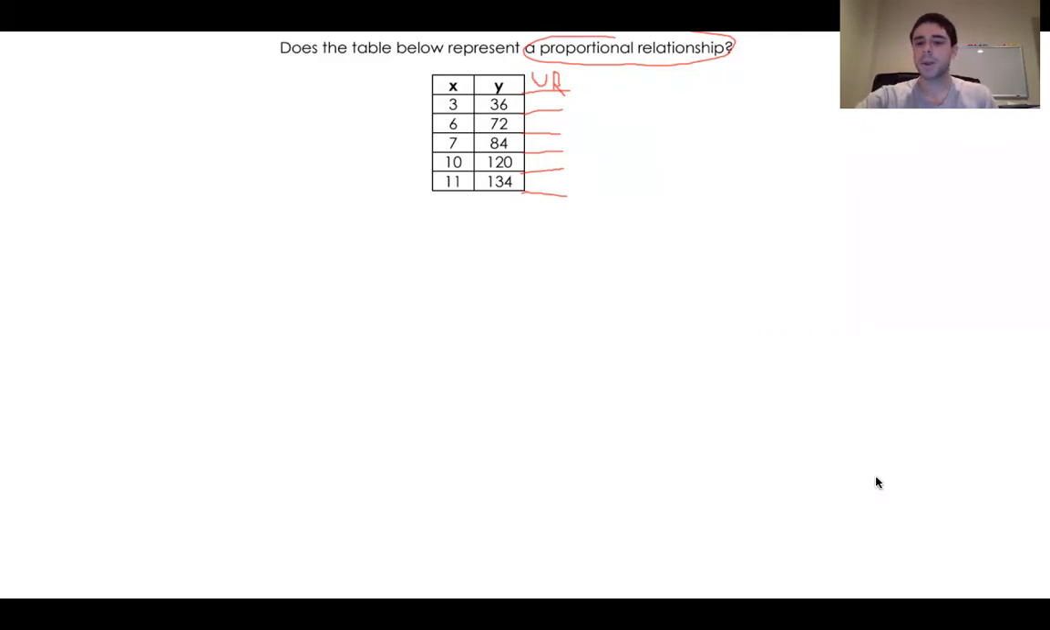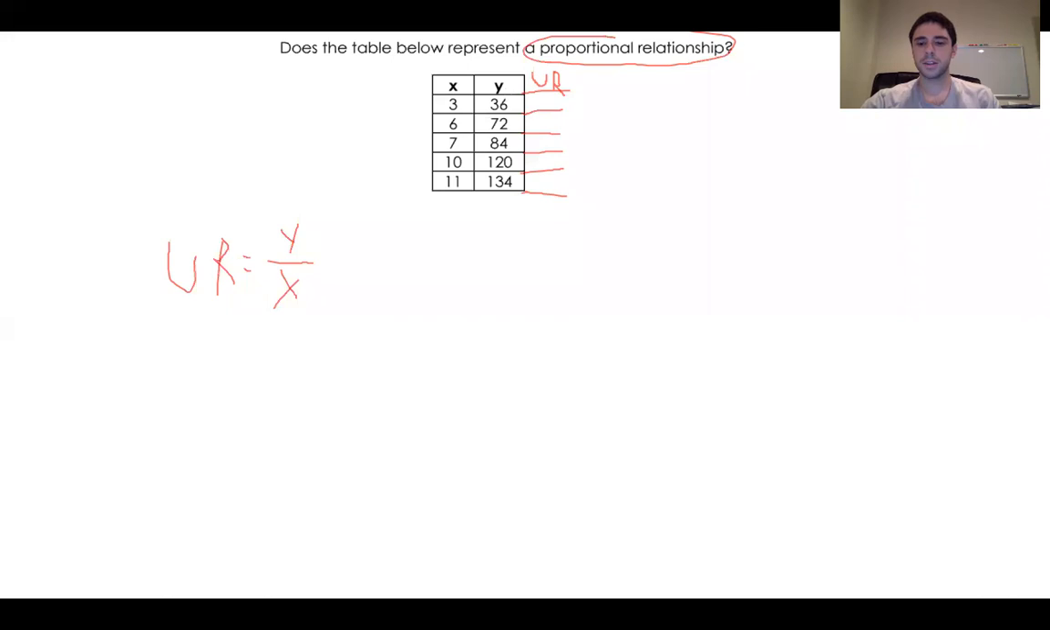Alrighty, so how do we calculate our unit rate? Right, we're going to divide. What exactly are we dividing? Right, we're going to divide x and y. Let's put y over x to find our unit rate. So our first unit rate is going to be y over x. 36 over 3 is equal to what? What is our first unit rate?